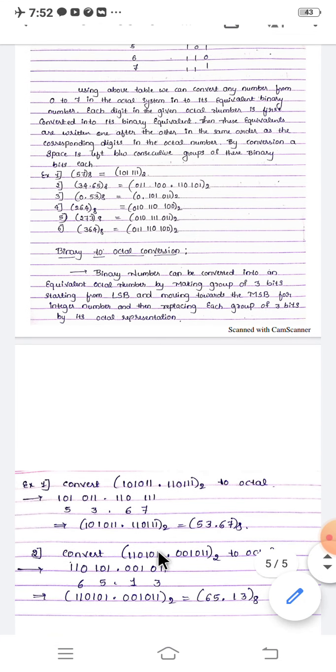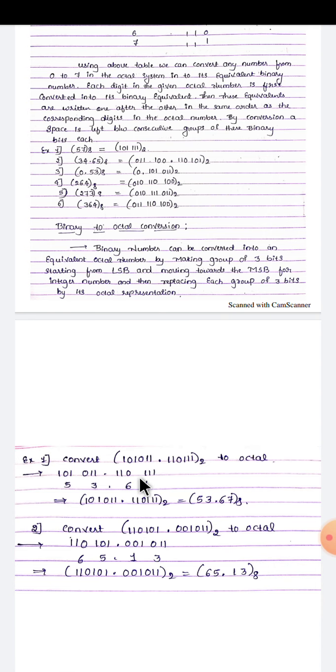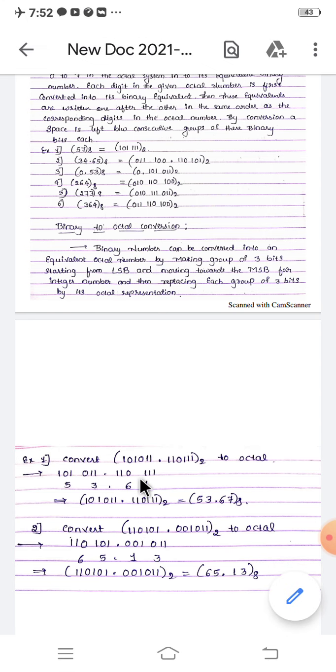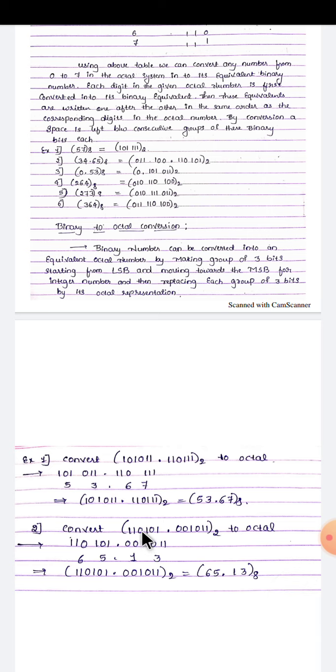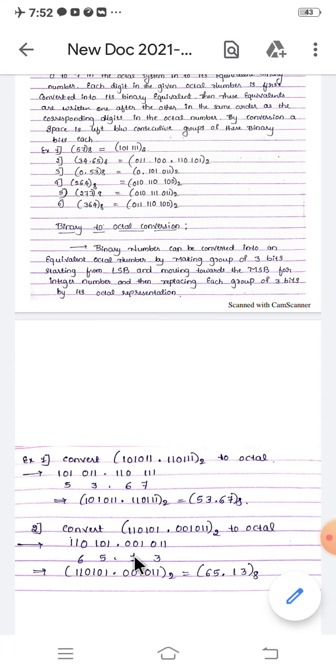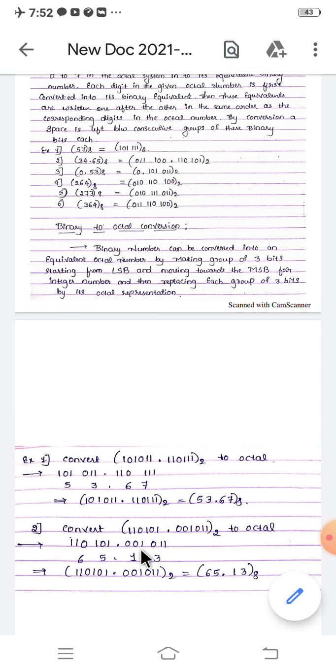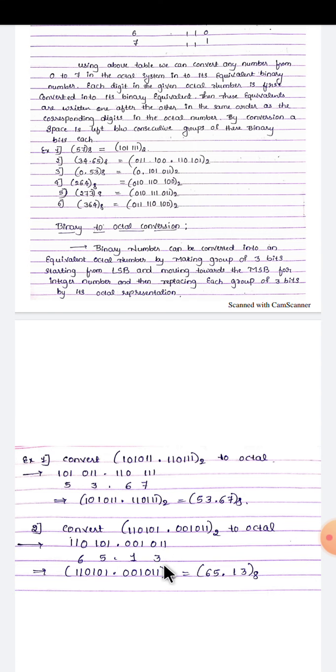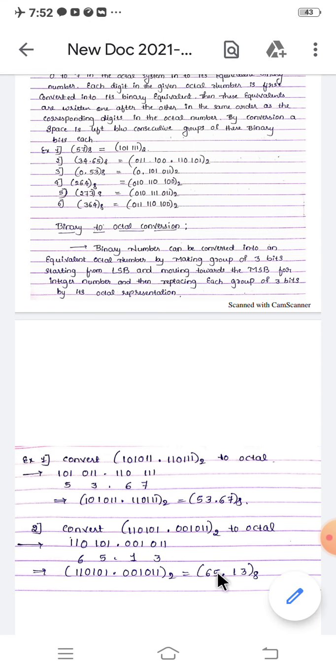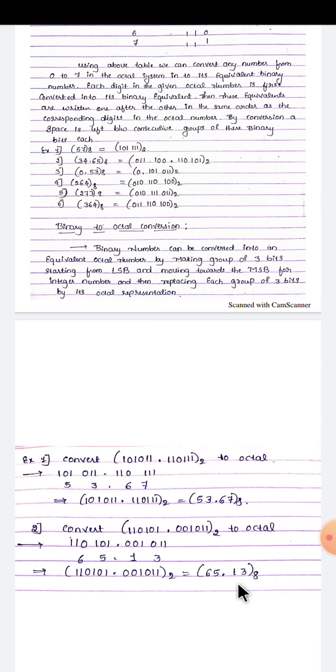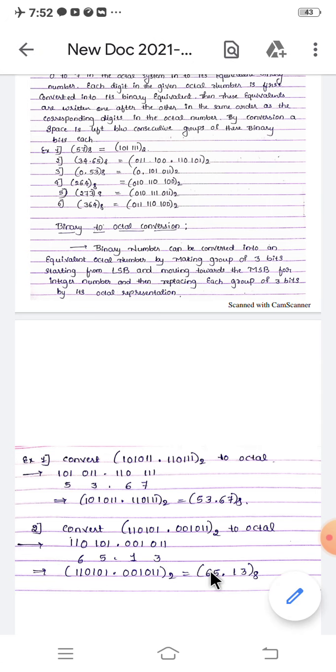Conversion of binary to octal: this example is the same as the first example. First we have to group 3 bits each: 110 101 . 001 011. 110 value is 6, 101 value is 5, 001 is 1, 011 is 3. So 65.13 with base 8. That is conversion of binary to octal.